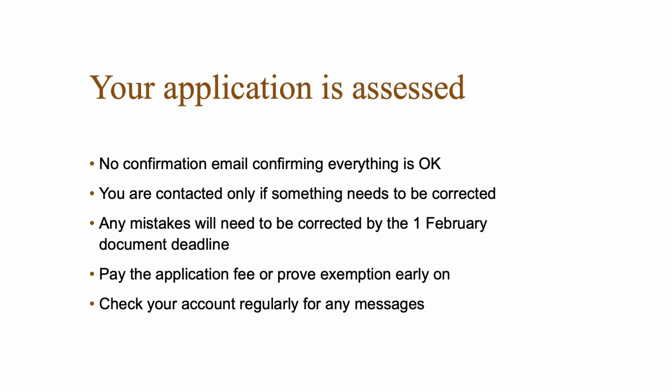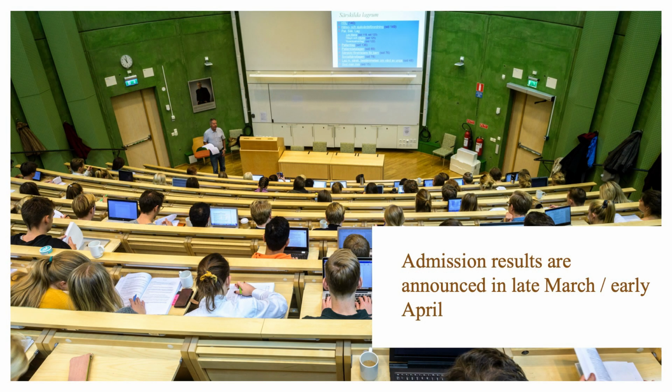First of all, submit all required documents and pay the application fee or prove your exemption early on. This means that your application will start being assessed earlier, so that you have a chance to receive any feedback before the document deadline and have time to correct any mistakes. The second tip is to regularly check your university admissions account to see if you have received any messages from the admissions officers. Admission results are usually announced in late March or early April via your universityadmissions.se account. All applicants will receive their admission results on the same day.